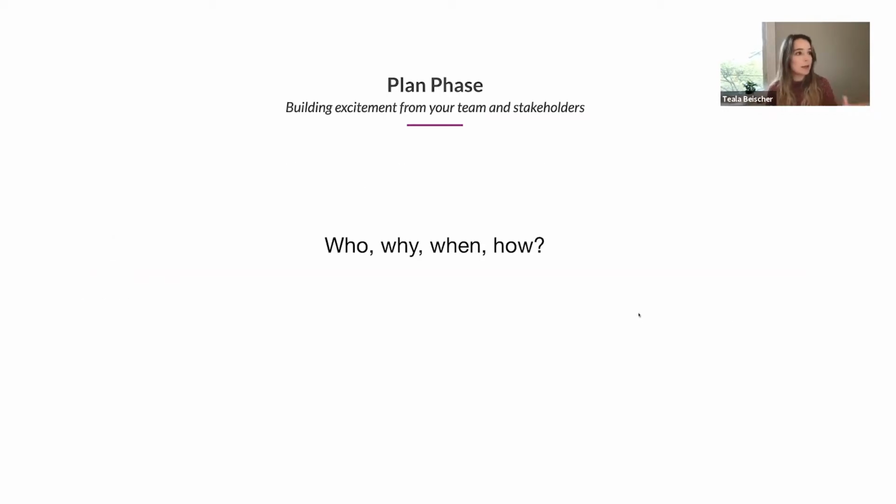Perfect. So let's talk more about the planning phase, which is all about getting buy-in and building excitement with your team and your stakeholders. You can also think of this as your pre-live phase. It encompasses all of the things and communications you're completing before going live. During this phase, you'll clearly communicate the who, the why, the when, and the how.